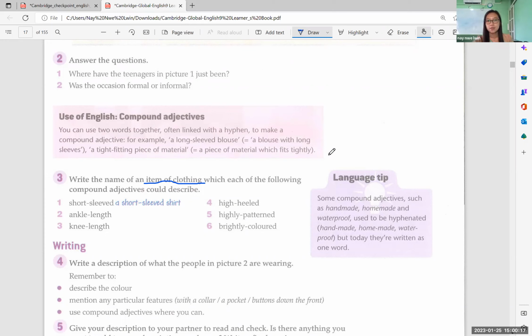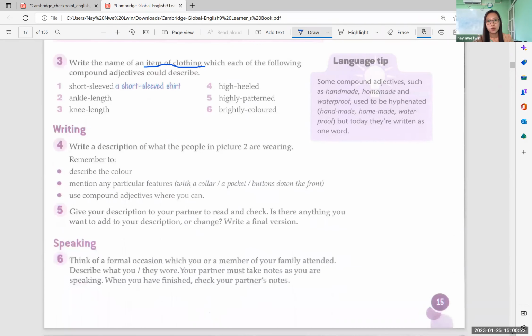Right? So that is kind of a revision from Global 8, right? Okay, so let's move to writing. Write a description of what the people in picture 2 are wearing. Alright, so picture 1 that we discussed about. So this time we will discuss about the people from picture 2.